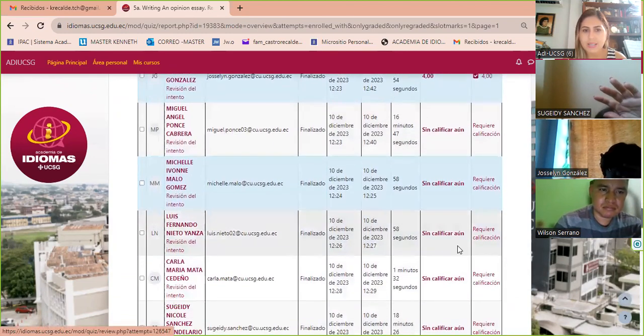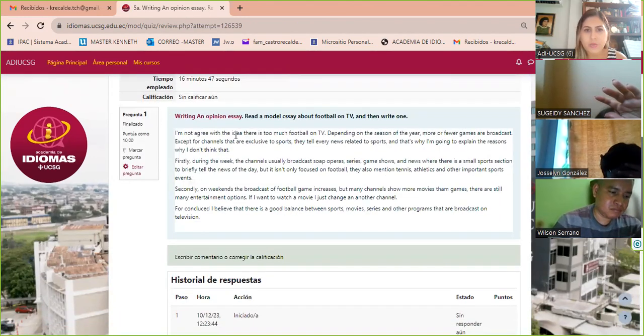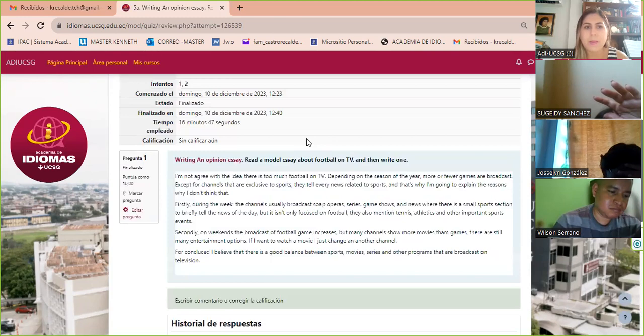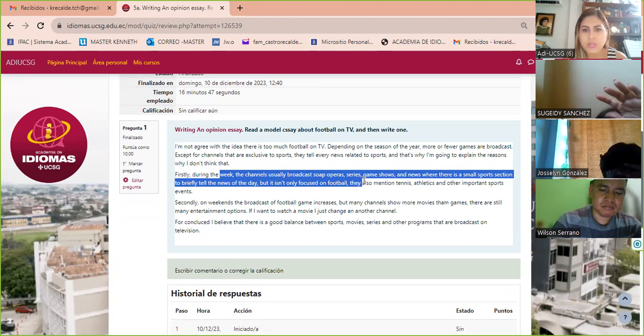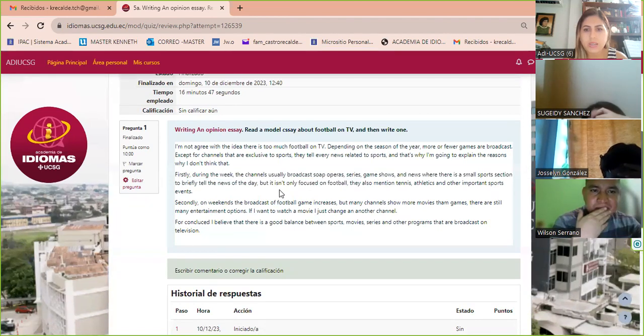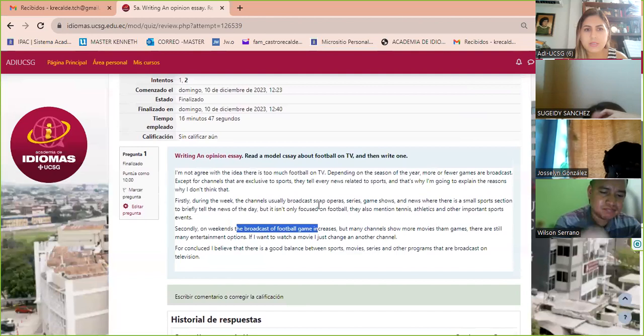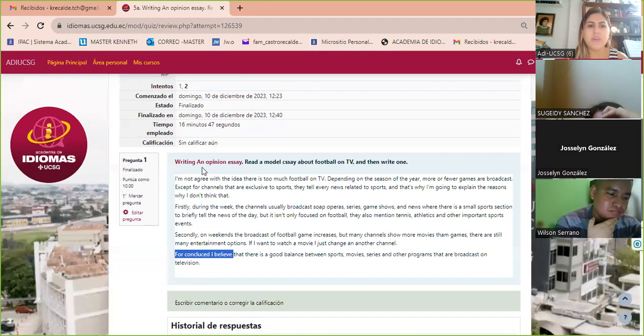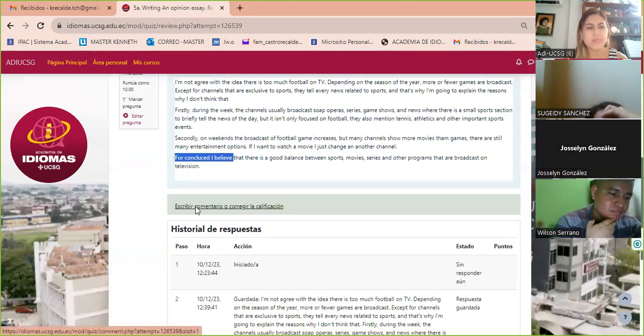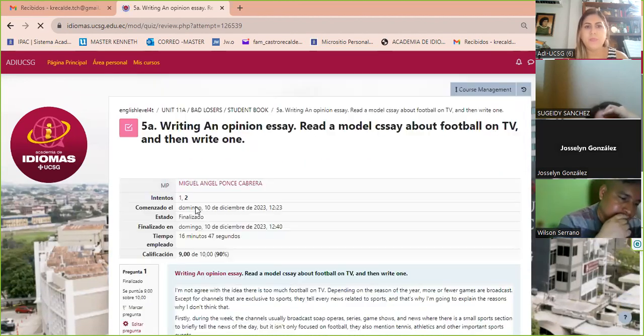A ver, vamos a revisar el de Miguel y de ahí el de Michelle. I not agree with the idea there is too much football. Okay, Miguel, you give me your point of view. First, the channels broadcast during the week. Second, for conclude, okay, as a conclusion, there is a balance. Okay, very good. There are only mistakes, grammar mistakes, but it's okay. Perfect, Miguel. Let's continue.